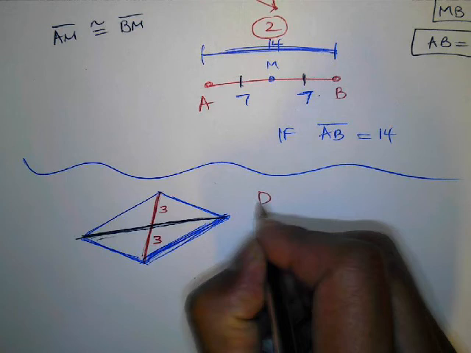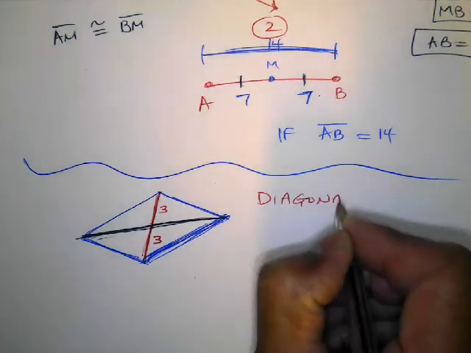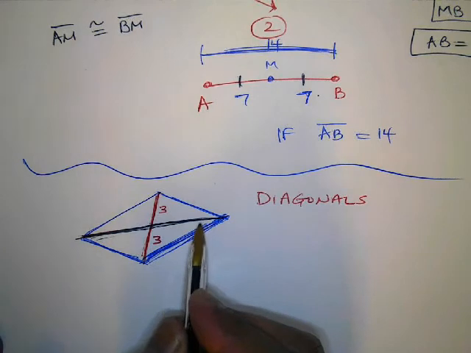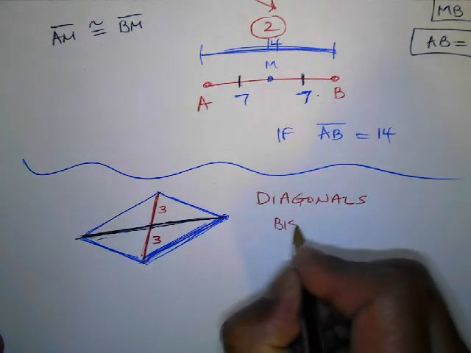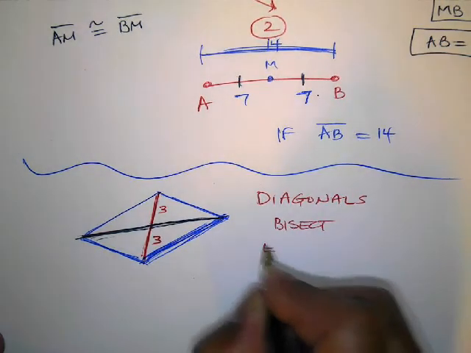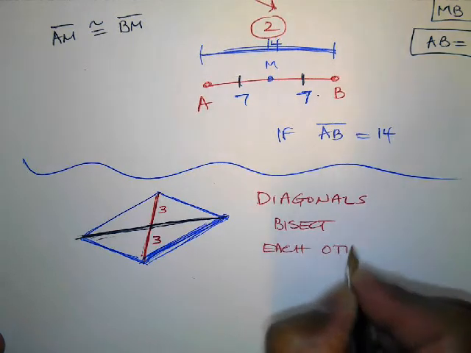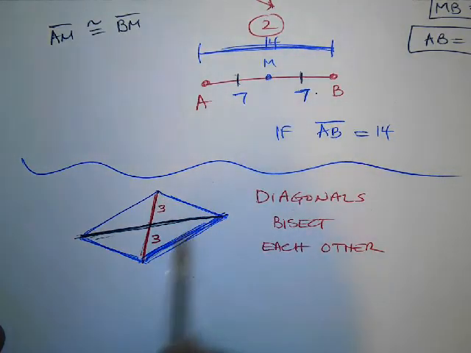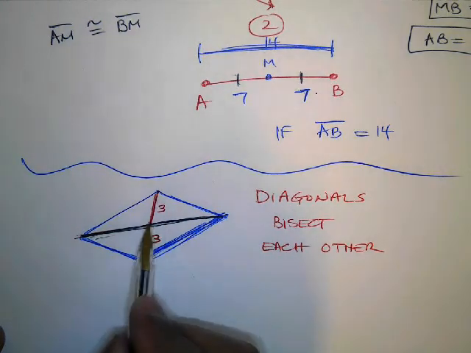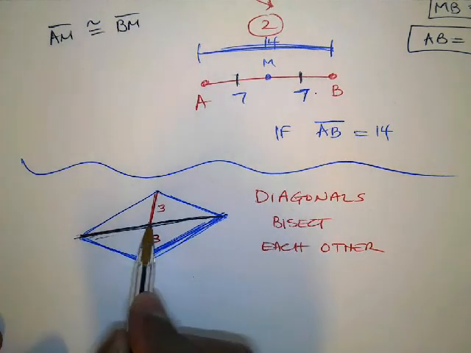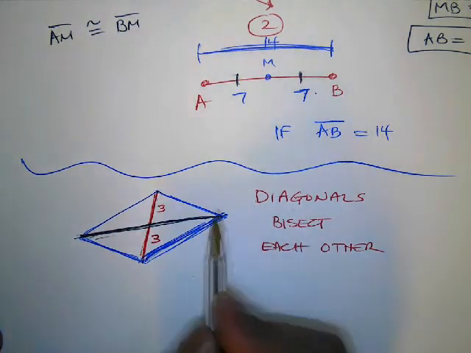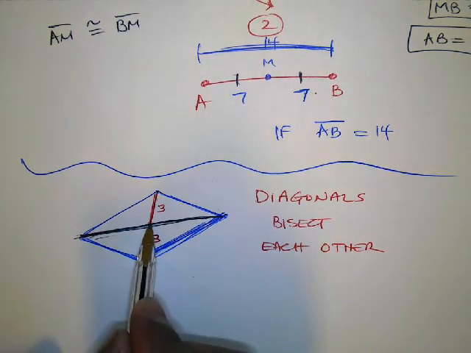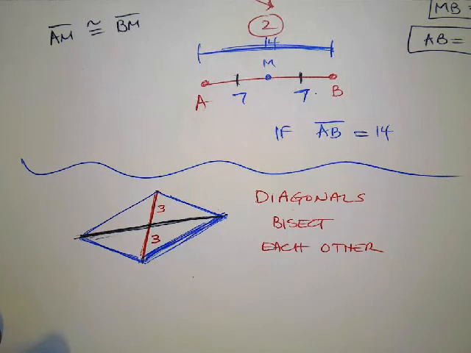The diagonals bisect each other. The diagonals, which are this diagonal line and this other diagonal line, bisect each other. So what that simply means is this red one splits the black one exactly in half. It bisects it. And at the same time, the black one is also bisecting, or goes right through that midpoint.